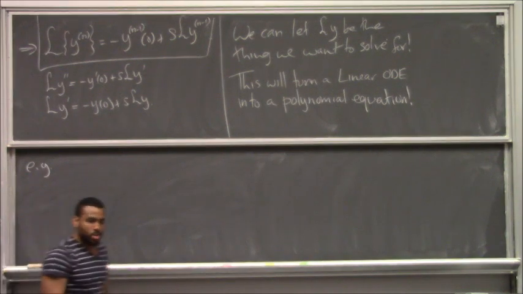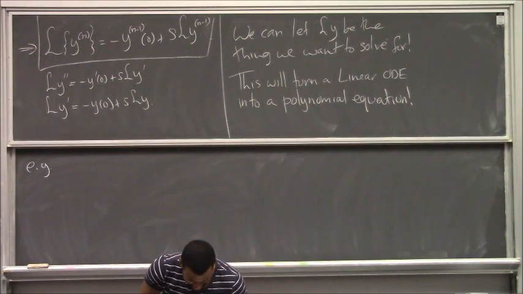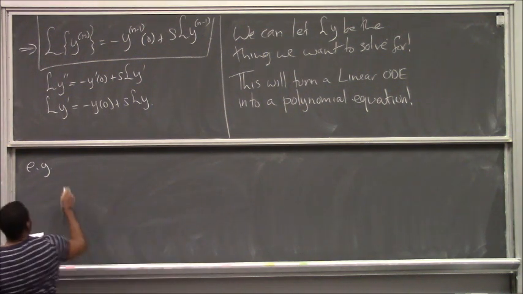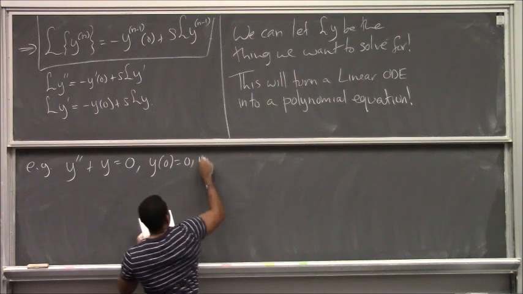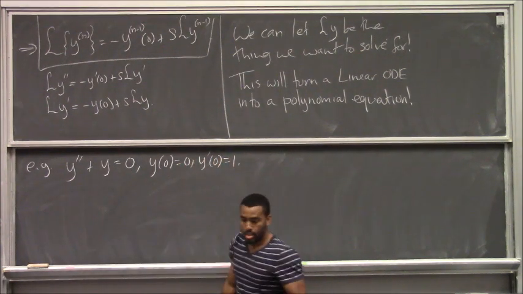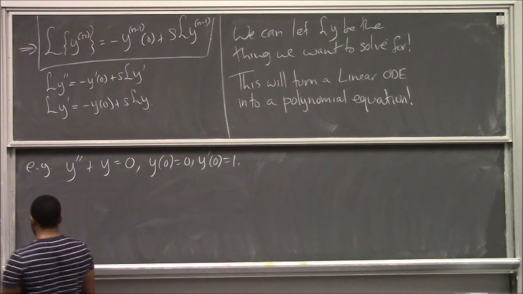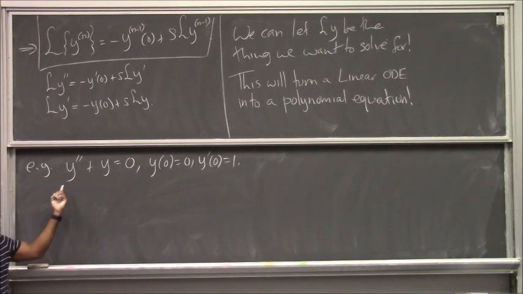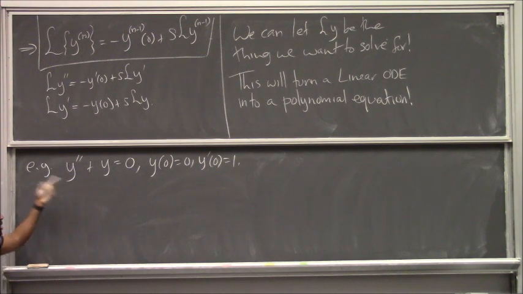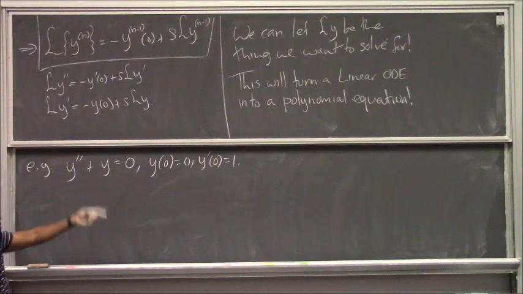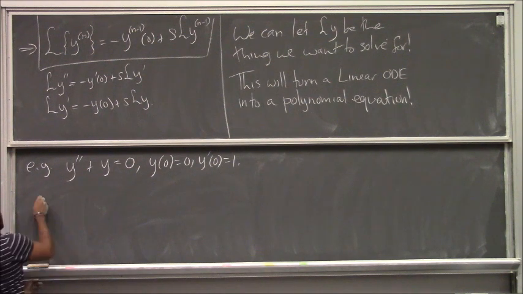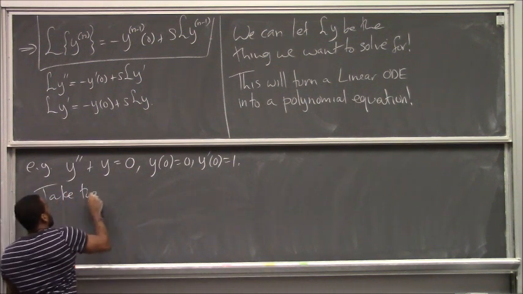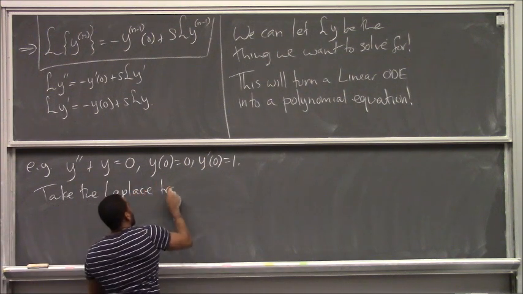Here's an example just for you to see what I'm talking about. So you're like, there's no way. Okay, let me show you. Suppose I have y double prime plus y equals 0. My y of 0 equals 0, and my y prime of 0 equals 1. You're going to see something that's even nicer. Now, how would you have done this before? r squared plus 1, you get sine and cosine, then you'd have C1 sine t plus C2 cosine t, you're going to have to find C1 and C2, and so on. Okay, let's do this. Take the Laplace transform on both sides.